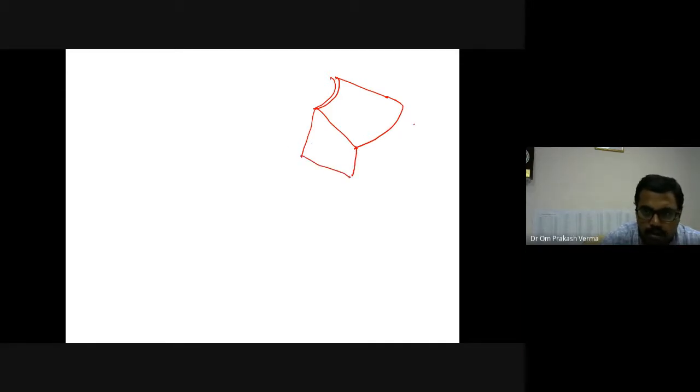Okay, so for the differential surfaces, let's say we have a part of that cylindrical portion, right? My drawing is not very good, but still you can understand by this one. So obviously, what is this?